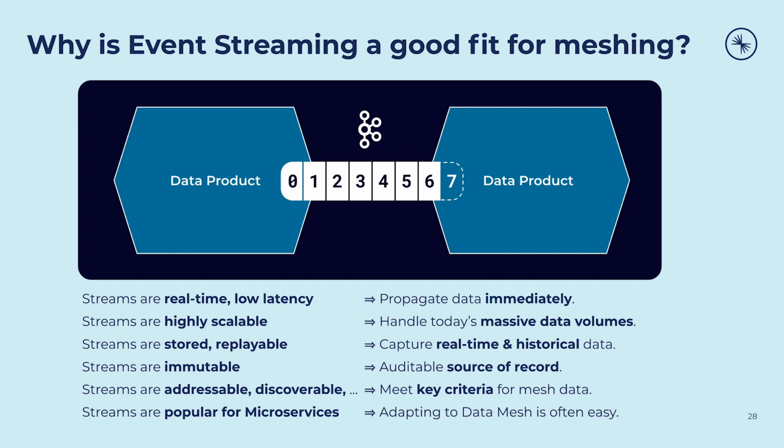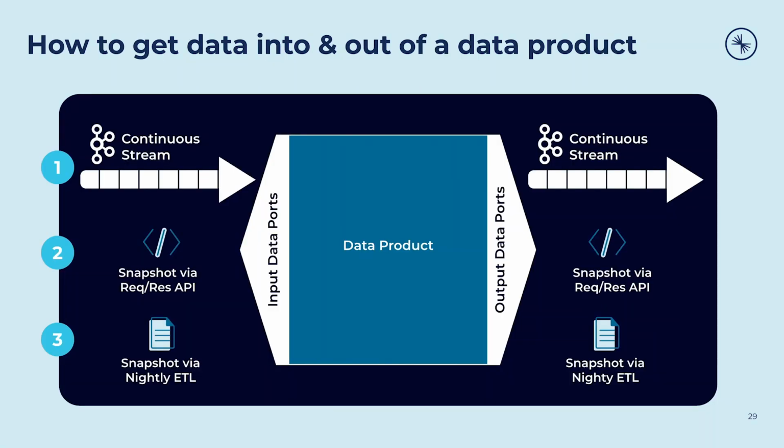So they make for a great source of record, which is great for governance purposes. And this approach of loosely coupling things together through event streams and Kafka is sort of already a thing for microservices, right? Again, we see that parallel. So let's get back to data products and the question of how do we get data into and out of a data product? There are three main options.